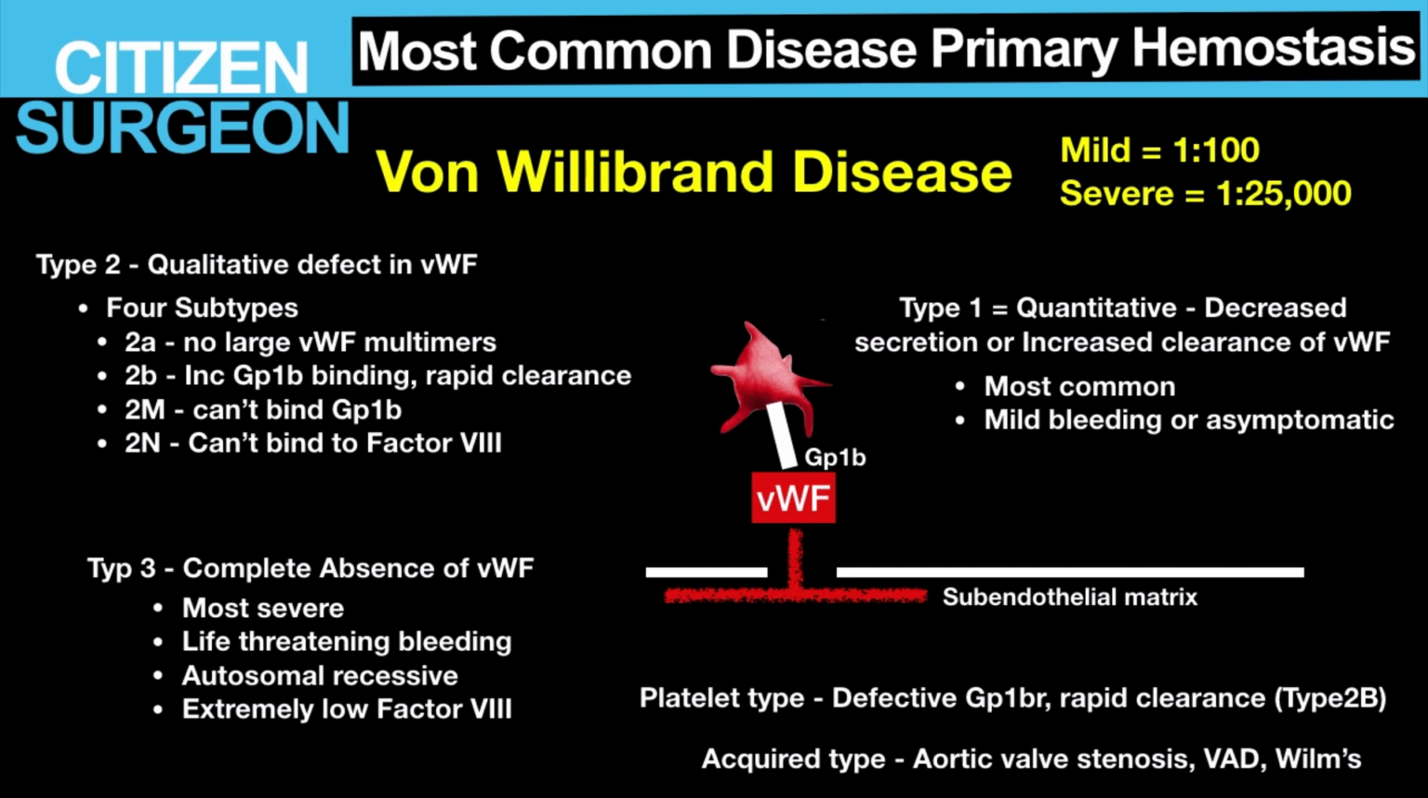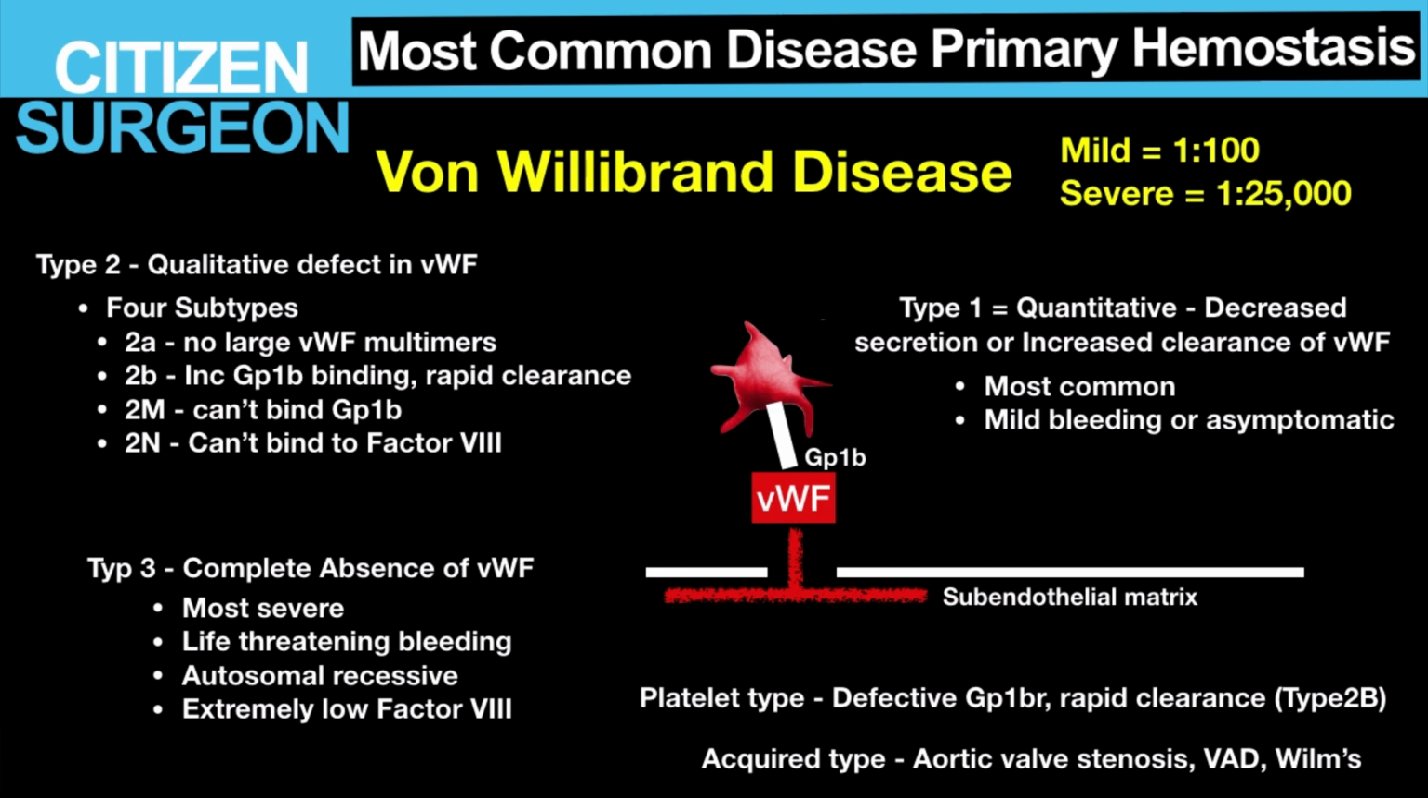In 2A, you get no large von Willebrand's factor multimers. They help with platelet aggregation in that blood clot. Type 2B is increased glycoprotein 1B binding and rapid clearance. Type 2M is you can't bind glycoprotein 1B, and type 2N is you can't bind factor 8. And if you remember, factor 8 and von Willebrand's factor work together in primary hemostasis.